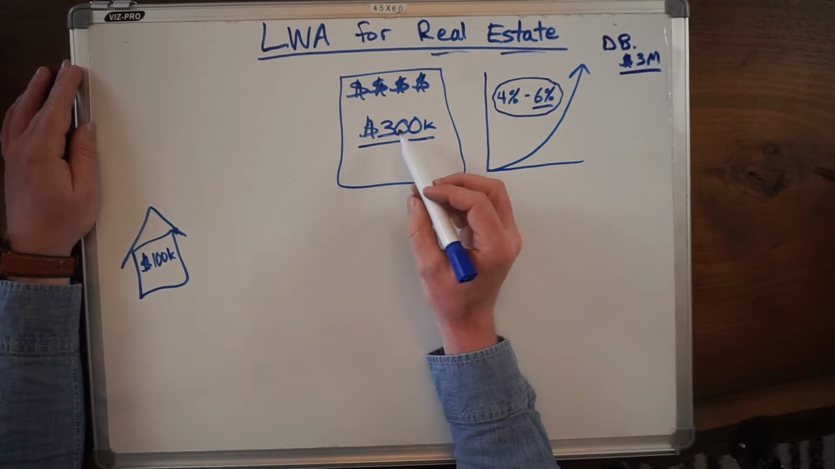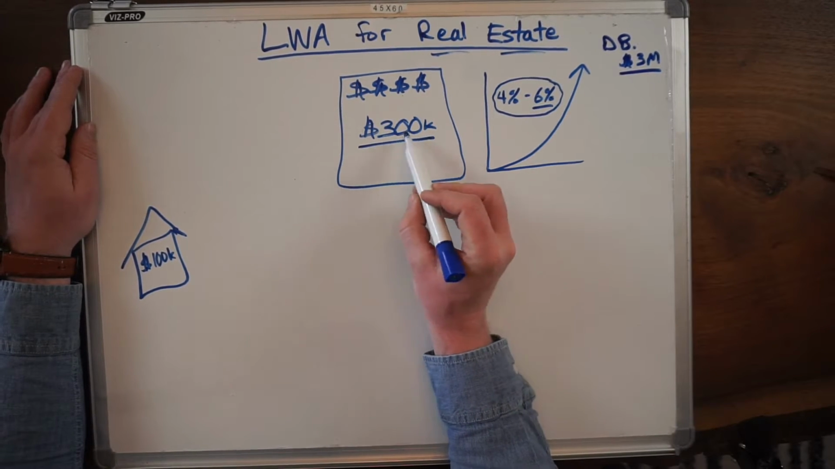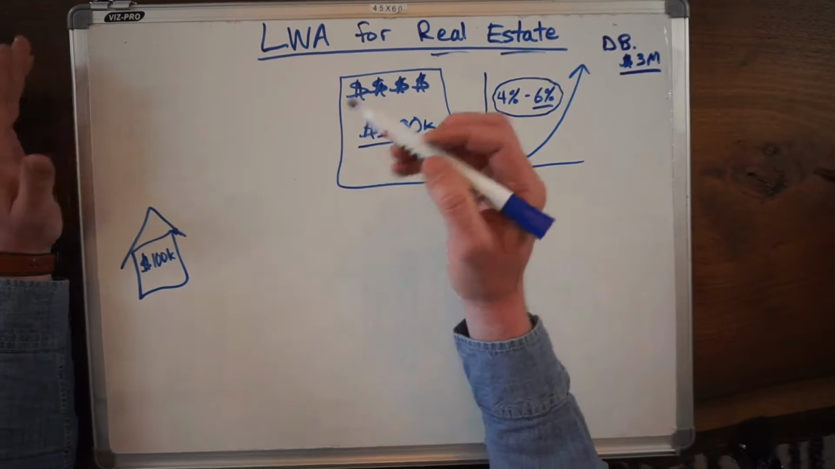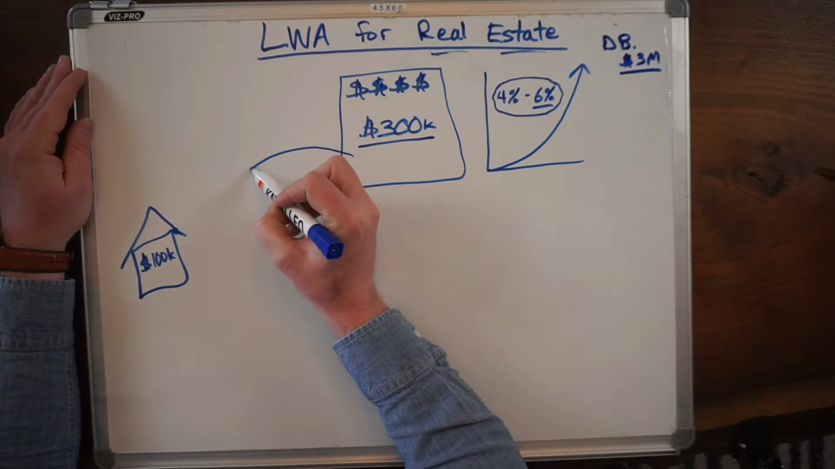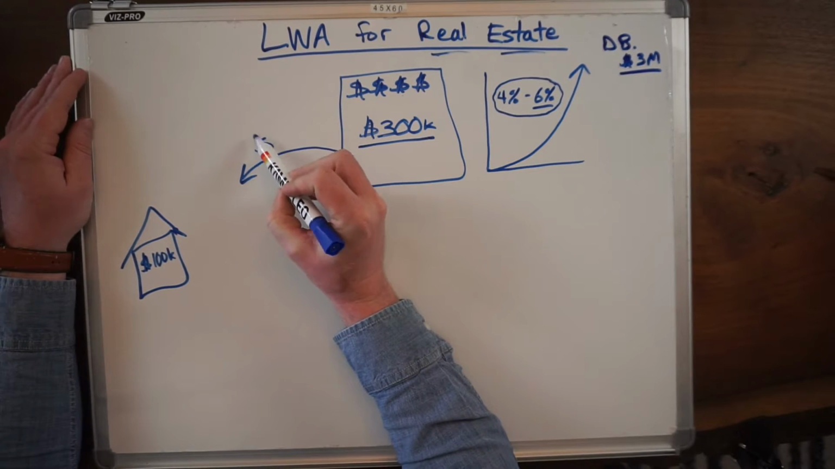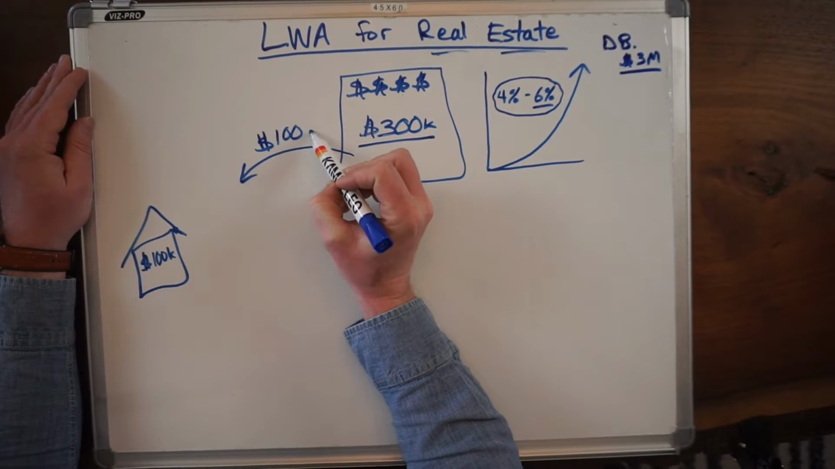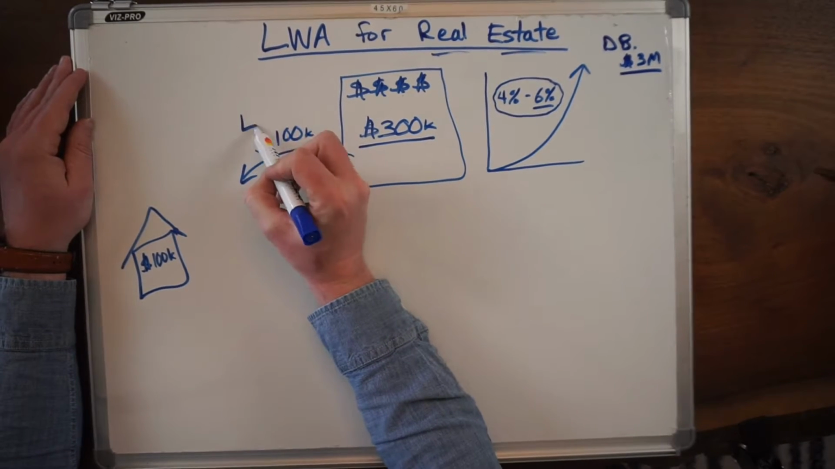So they go, look, we'll loan you out any amount of money up to this $300,000 if you want to take it out and use it elsewhere. So what they'll do is they'll say, okay, well, why don't you take the $100,000 out from us as a loan? So you take the policy loan for $100,000.